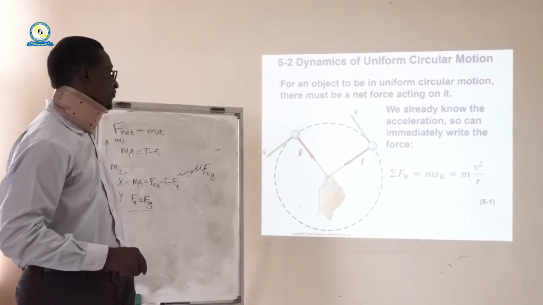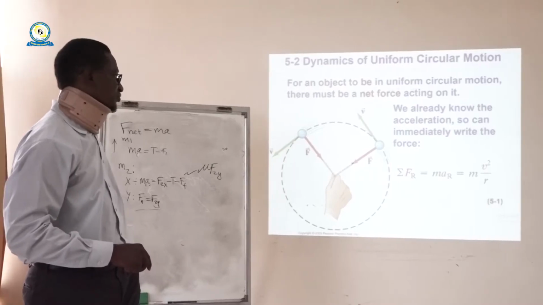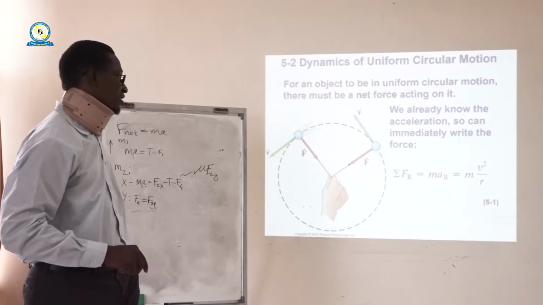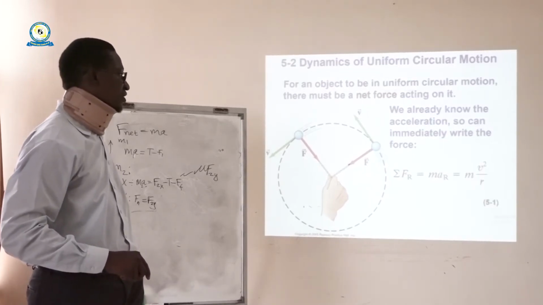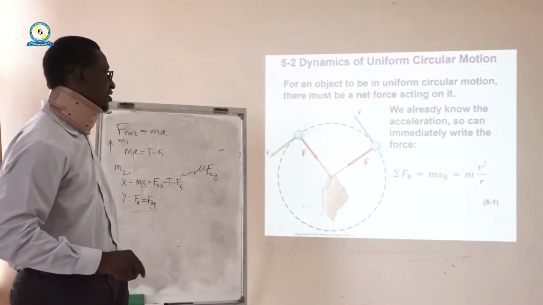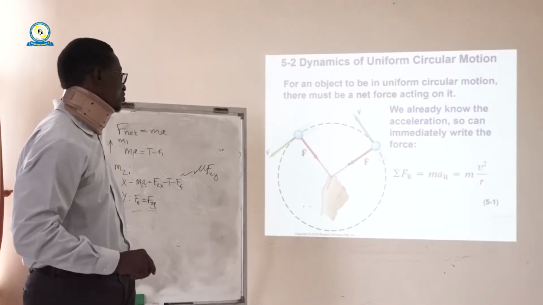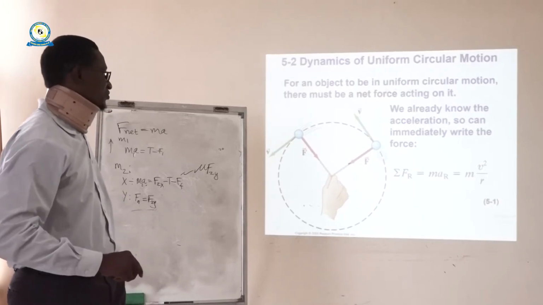So you can write the force: the summation of forces, meaning all forces if there are several, is equal to m a_r, which is equal to m v squared over r. This v squared over r is the radial acceleration, or force, toward the center of the circle.